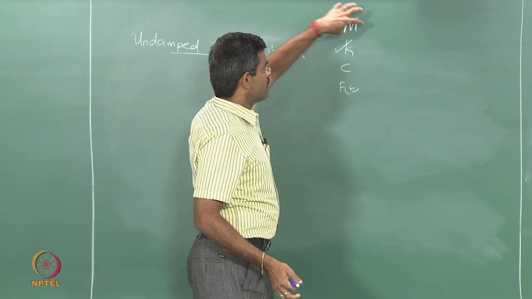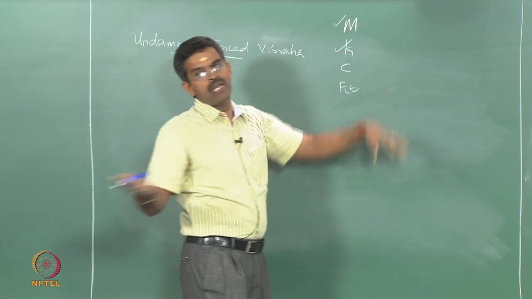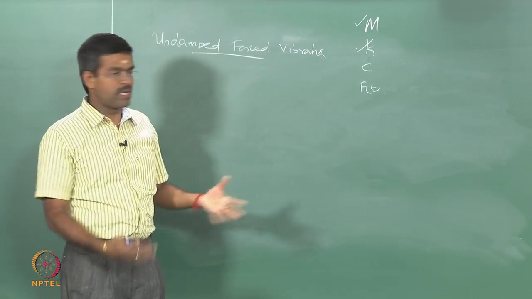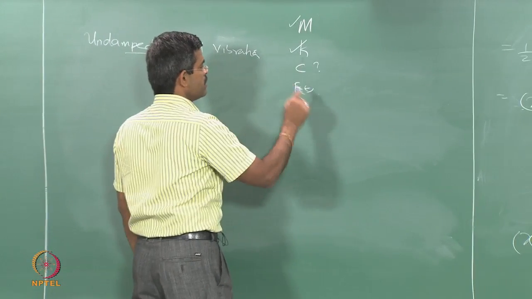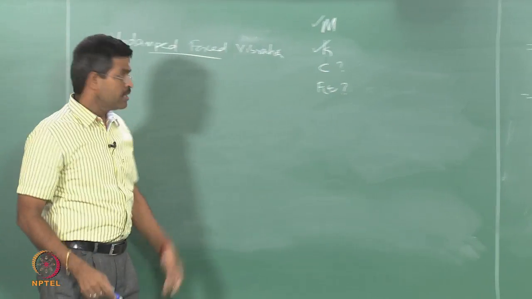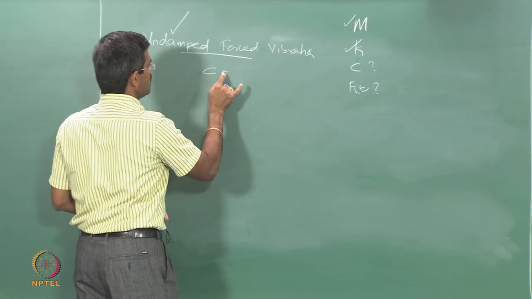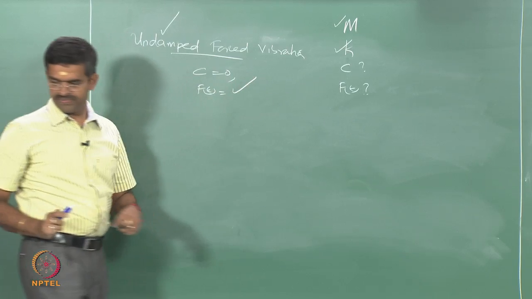If the system does not have a mass, even though the acceleration is very large, the inertia force is low, and we do not have to do dynamic analysis. So mass and k are always present in a system if you really want to do dynamic analysis. C may or may not be there, f of t may or may not be there. In this case we say undamped forced. So C is set to 0, f of t is present.